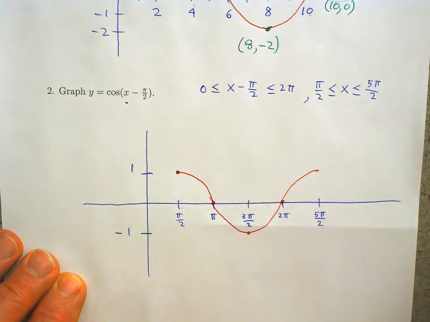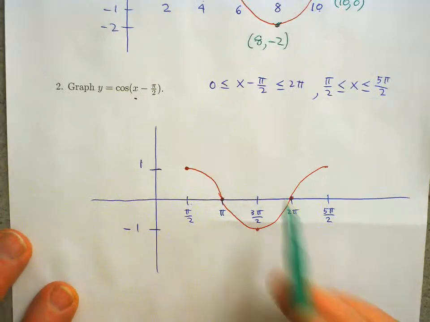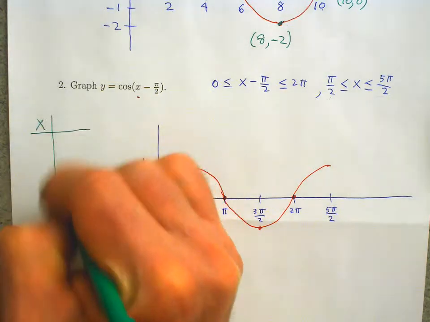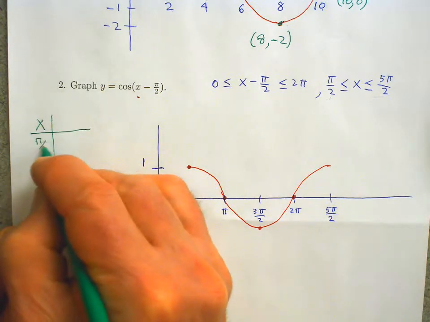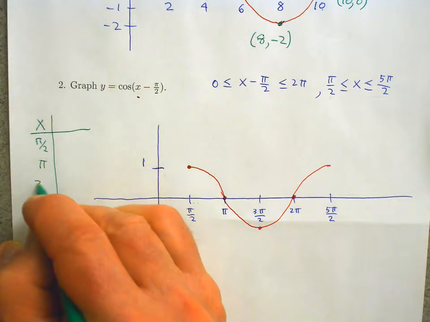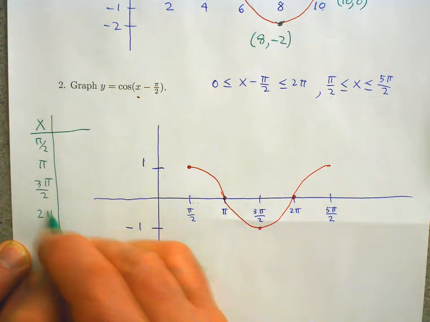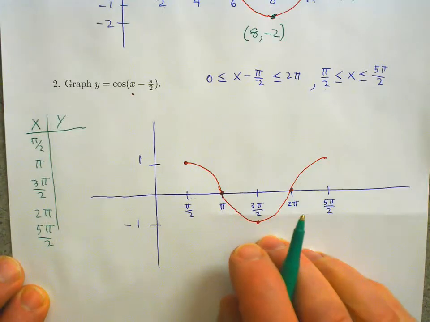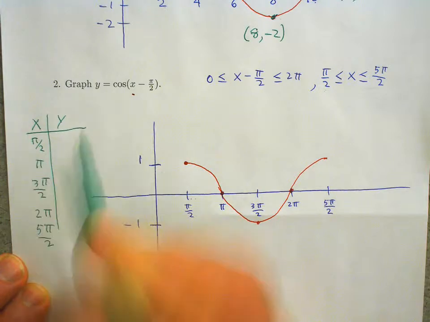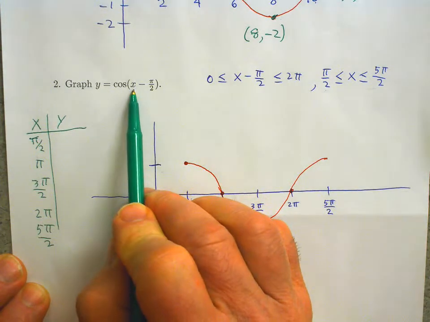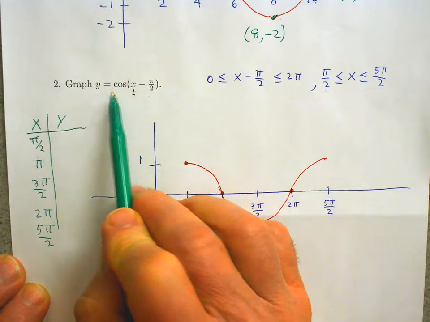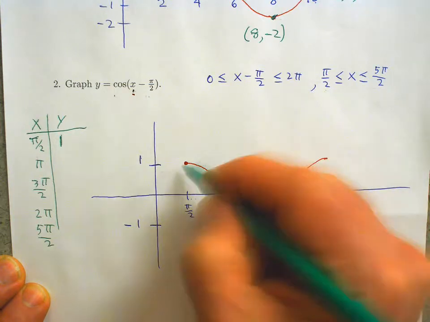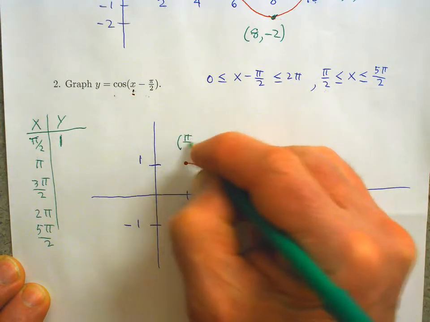So once again, we can verify that these are the right points. So I'll pick x values pi over 2, pi, 3 pi over 2, 2 pi, and 5 pi over 2. Okay, first, when x is pi over 2, replace x with pi over 2. Pi over 2 minus pi over 2 is 0. Cosine of 0 is 1. So the y-coordinate should be 1. And that's what we have. When x is pi over 2, the y-coordinate is 1.